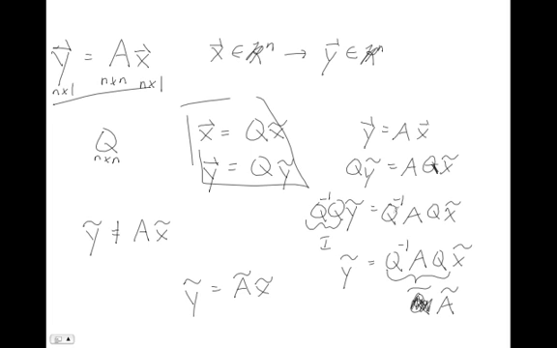So for Q inverse to exist, we know it has to have a determinant that is not equal to 0. And so the question is, does Q inverse always exist? And the answer is yes, Q inverse always exists. And the reason it exists is because Q is a basis set.